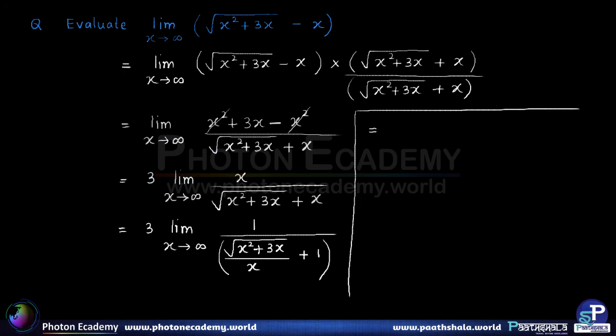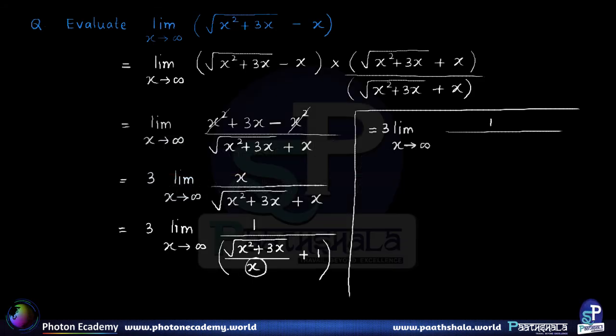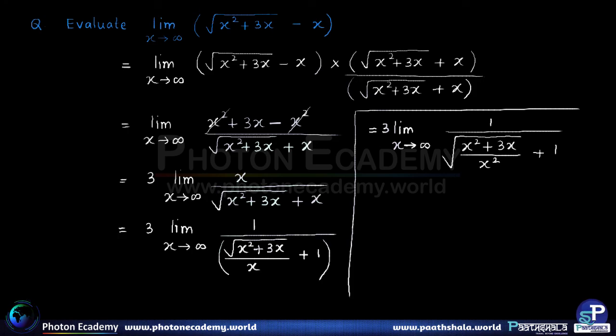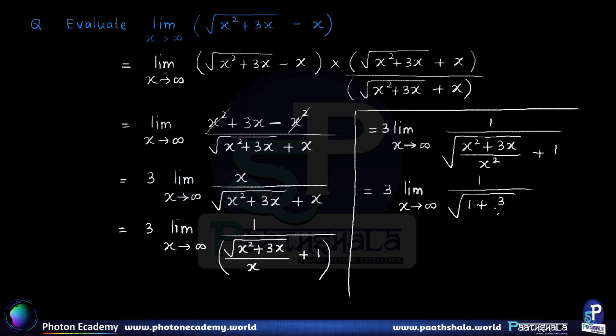Simplifying that further, here we have 3 into the limit as x tends to infinity of 1 upon, now whatever x we have, let us take that inside the square root, making it a bigger square root. What will be left is x square plus 3x whole upon x square, because x has come inside the square root, lastly plus 1. So that is equal to 3 into the limit as x tends to infinity of 1 upon, inside the square root we will have 1 plus 3 upon x, right?